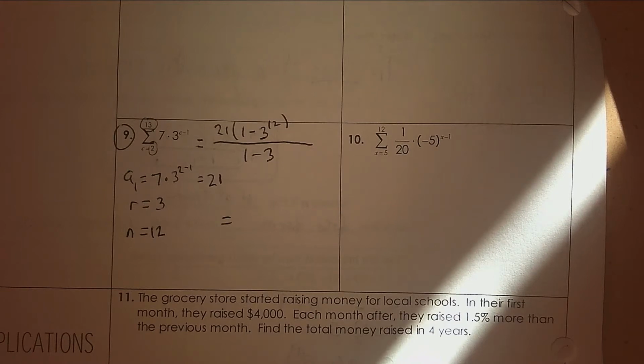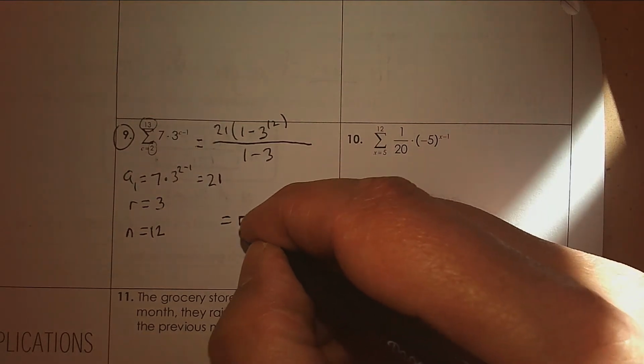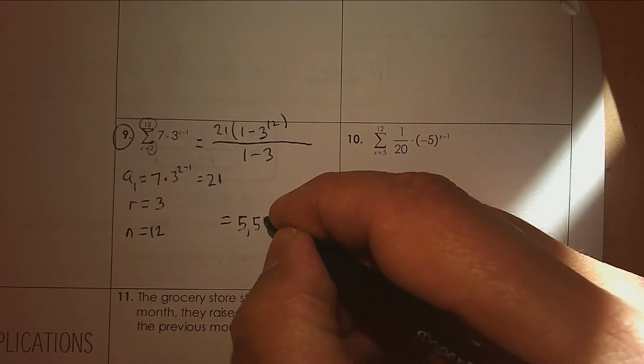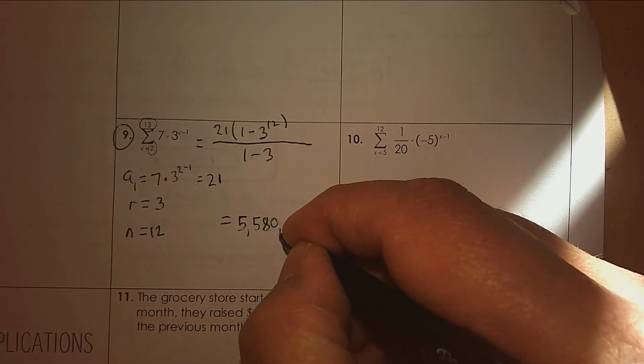And then practice typing it in correctly. It's going to be a large answer. Did some of you get scientific notation? Or did you actually get the long number?